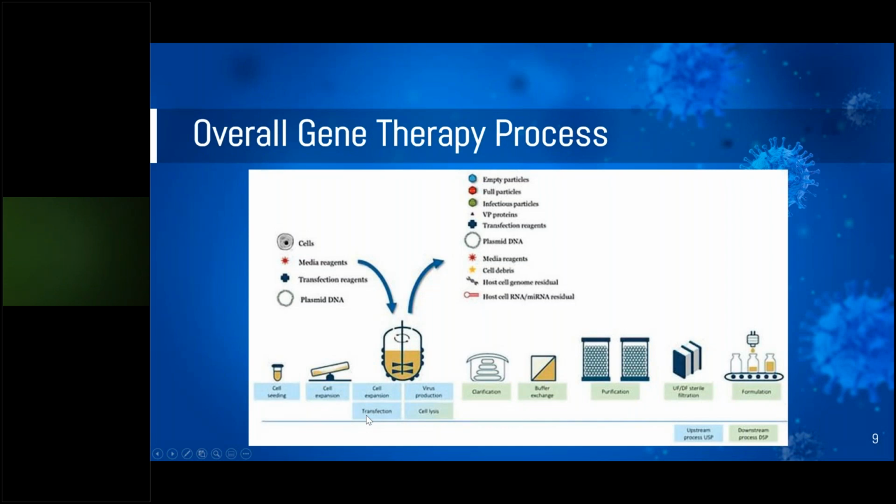So here we just have an overview of a general gene therapy process. You start with your cells from a cell bank, grow them up in a small shaker or spinner before moving on to your larger bioreactors, where you would then allow for the transfection of your desired genetic material to happen before moving to harvest, and then your downstream activities: clarification, purification, filtration, and ultimately fill finish. Next slide, please.